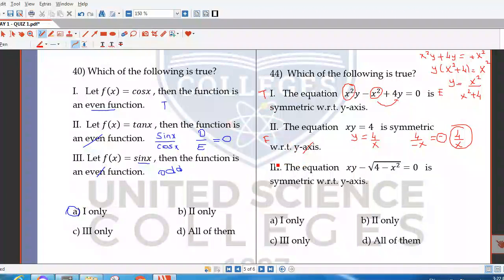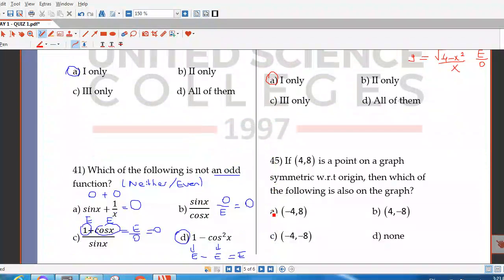An even function has a symmetry according to y. Yes, it's true. Third one, again with the same logic, take this expression to the other side: x times y is equal to the square root of 4 minus x squared. If you divide by x, y becomes alone: y is the square root of 4 minus x squared over x. The numerator is even, the denominator is odd, the division will be odd, so there is no symmetry with respect to y. It is also false. Which of the following is true? Only A is a true case.